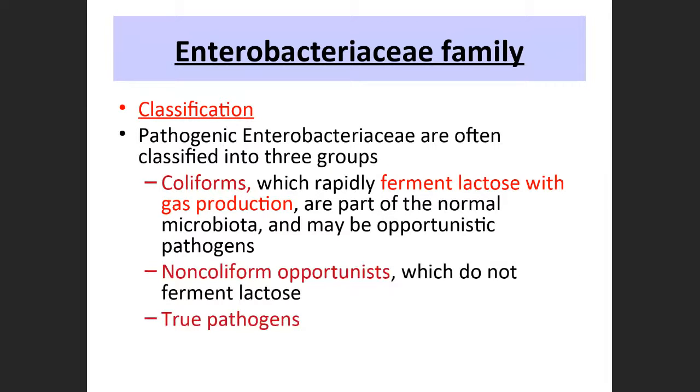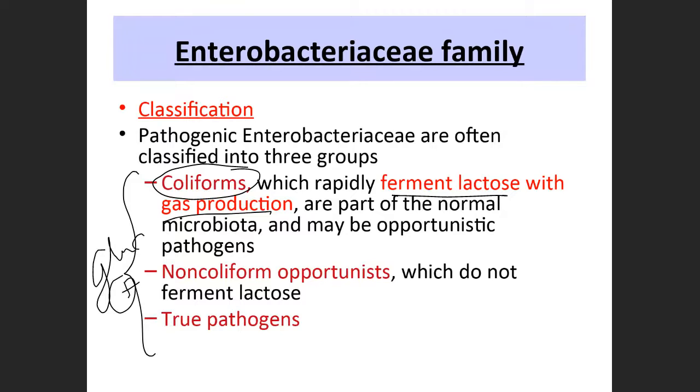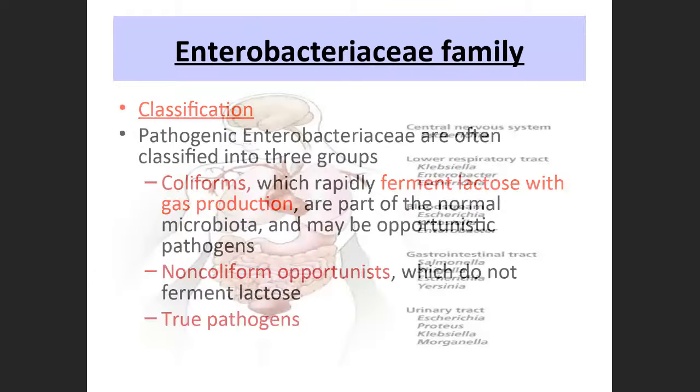We classify the members of the Enterobacteriaceae family into the ones that live in the colon, called coliforms. They ferment lactose with gas production. Remember, all of them are glucose positive. So all of them ferment glucose. The non-coliforms, which are opportunistic pathogens, and then there's a small group of true pathogens.